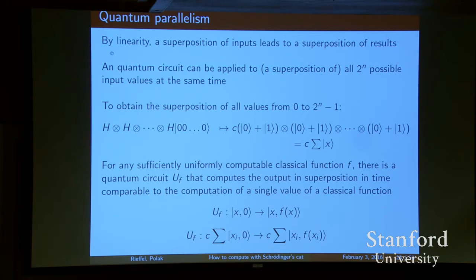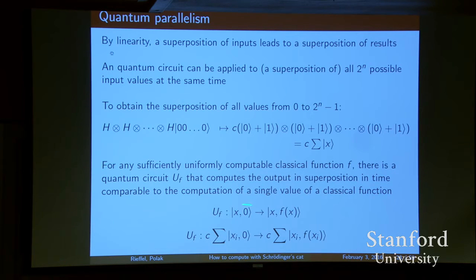And there are theorems that prove that for most classical functions, I'm not going to define this more precisely here, for most classical functions f, you can define a quantum algorithm, a unitary transformation, which is composed out of many individual gates, and this quantum algorithm will compute f with efficiency comparable to the classical computation.